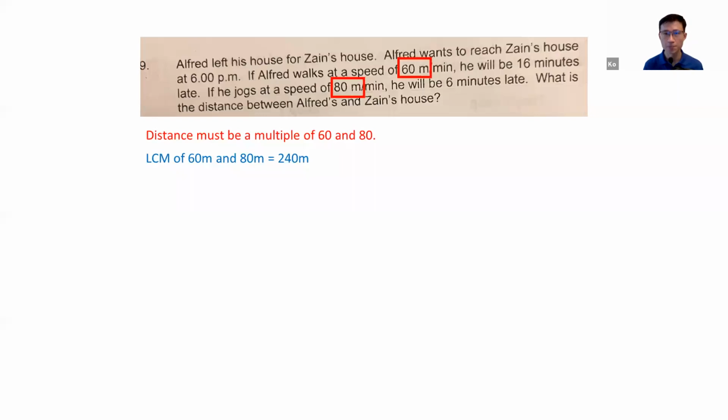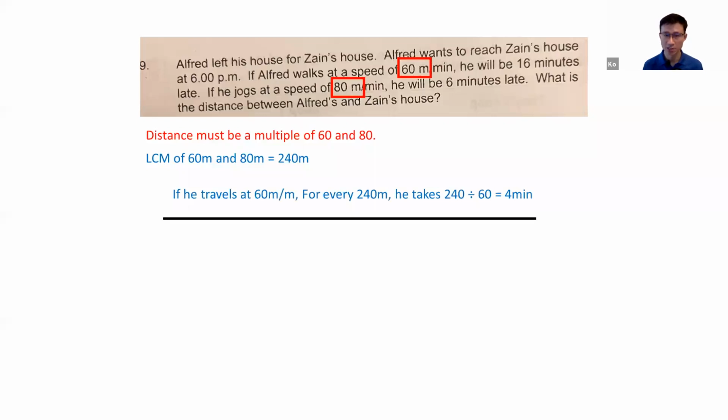240 meters. All right. So if you're going to walk the same distance, no matter in the first case or the second case, the smallest possible distance that he can travel is 240 meters, which is a multiple of 60 and 80. So now let's take a look. If he travels 240 meters, how long does it take?